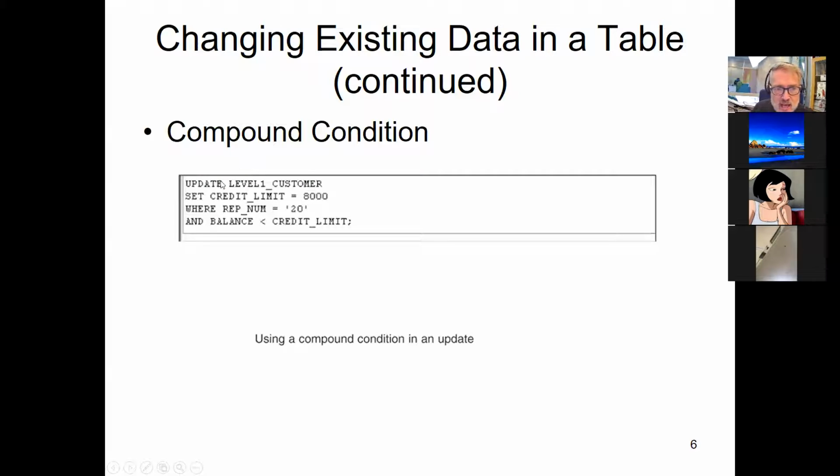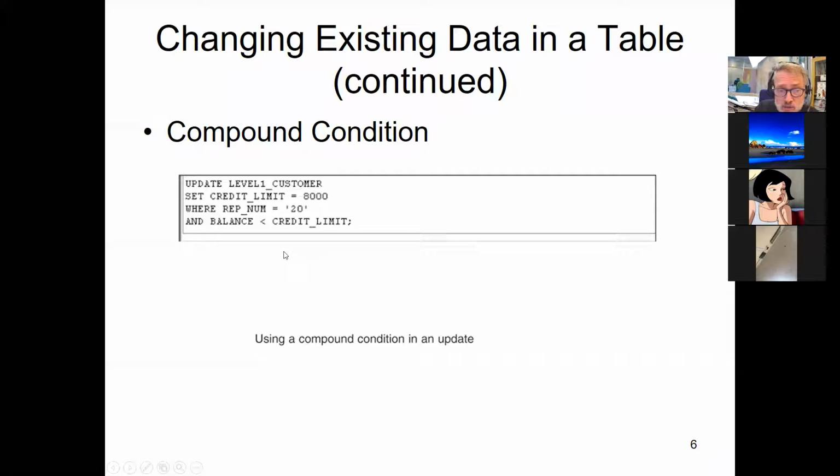That's a good thing. Here's another example. In this case, the where condition is going to be, well, we're going to change the credit limit because we got a new rule or something, but it only applies to certain records. So we're going to change the credit limit to 8,000 when the balance is less than the credit limit, but only when that customer has this representative, and only when their credit limit is less than this.